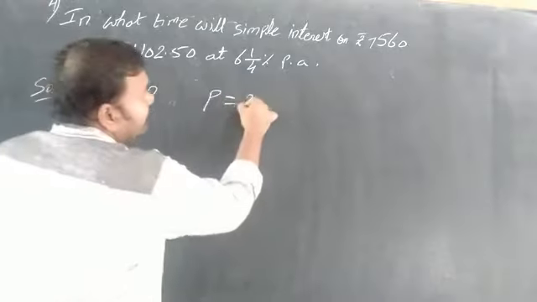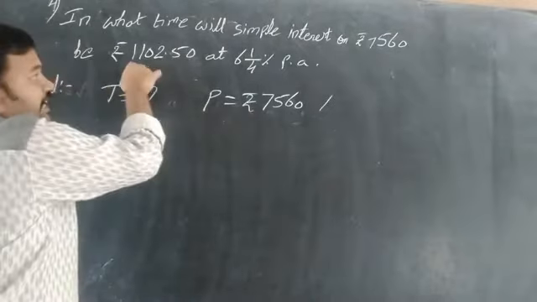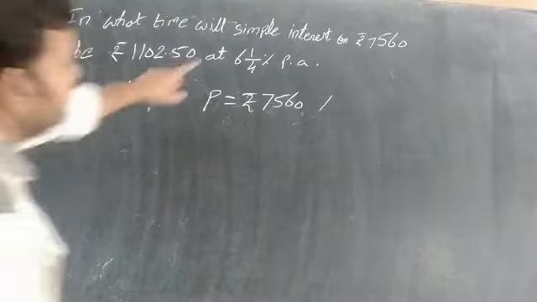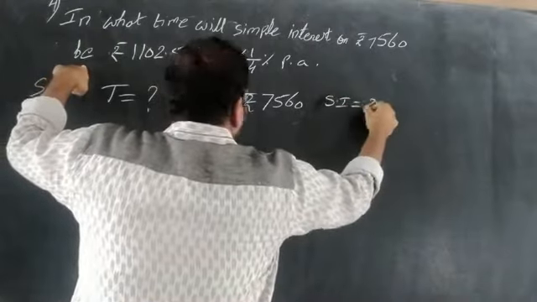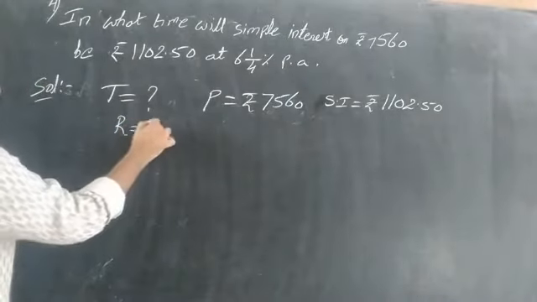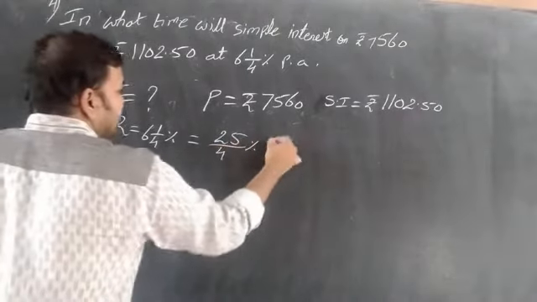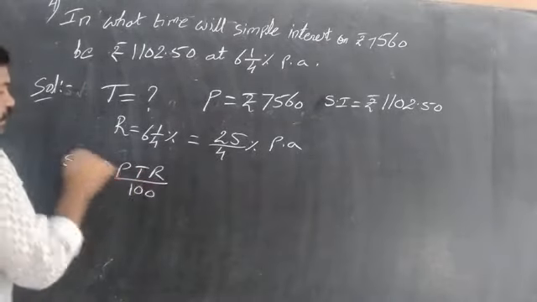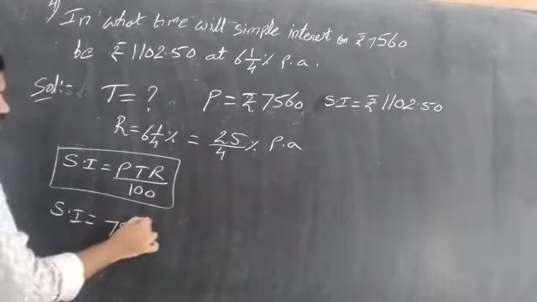P is equal to rupees 7650. Here the amount is not given, but the simple interest is given. So SI is equal to rupees 1,102.50 and the rate of interest is 6.4%, which is equal to 25/4% per annum. The simple interest formula is PTR by 100.